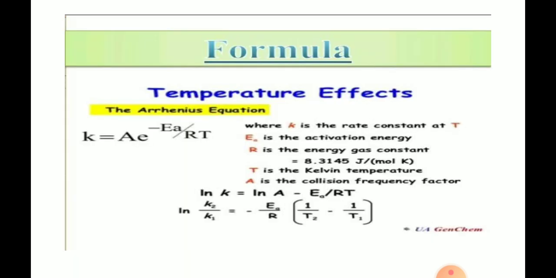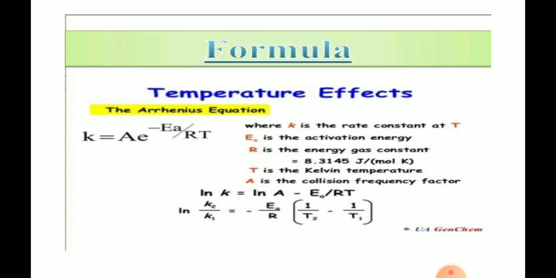Then the formula for temperature effect of Arrhenius equation: K is equal to A e raised to minus EA upon RT, where K is the rate constant at temperature T, EA is the activation energy, R is the universal gas constant, that is 8.3145 joule per mole per Kelvin, T is the Kelvin temperature, and A is the collision frequency factor.